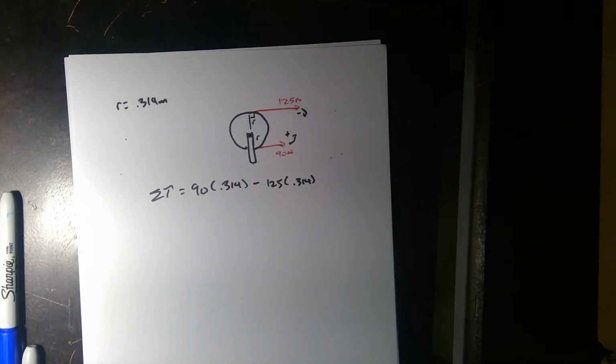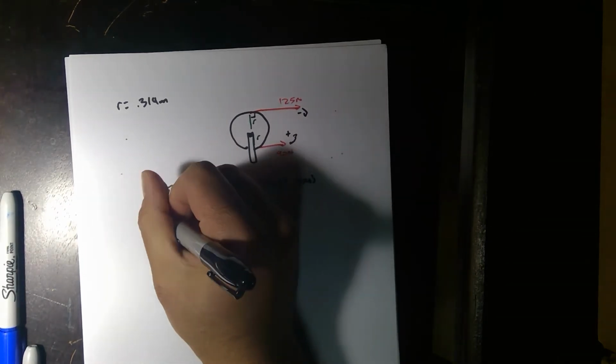So net torque should come together pretty quickly. Let's see what we end up getting. I get something like negative 11. And does that make sense with our answer, K? Yeah, negative 10.99.